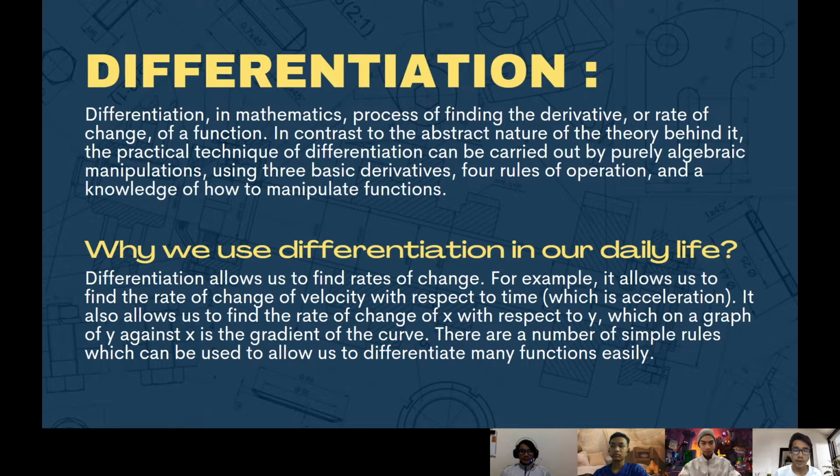Next, why do we use differentiation in our daily life? Differentiation allows us to find rates of change. For example, it allows us to find the rate of change of velocity with respect to time, which is acceleration in physics. It also allows us to find the rate of change of y with respect to x, which on a graph of y against x is the gradient of the curve. There are a number of simple rules which can be used to allow us to differentiate many functions easily.